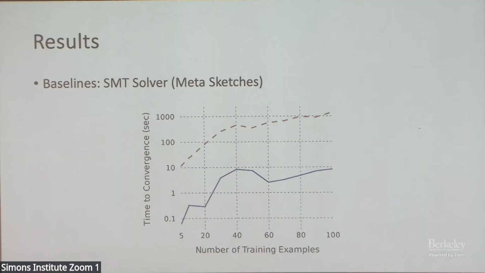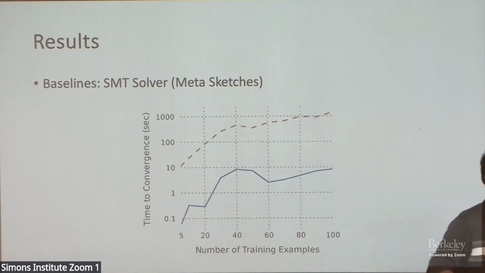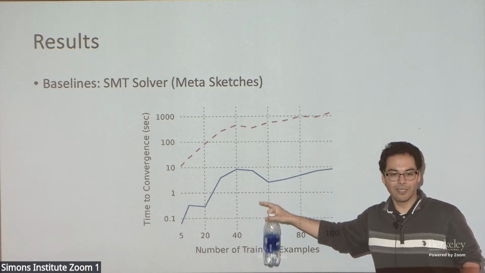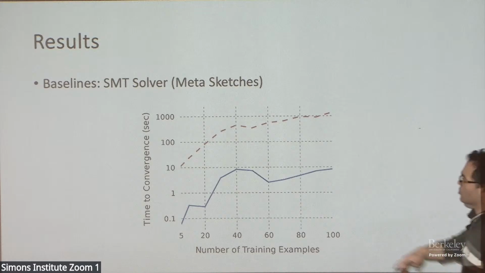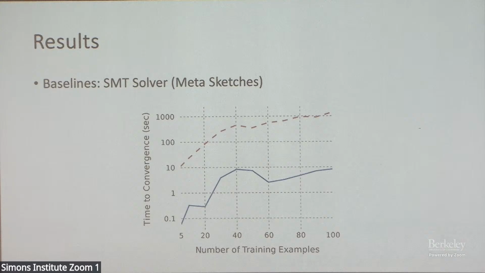And we also compared to meta sketches. It's not surprising that we do so much better, but meta sketches is an SMT solver-based approach for solving the optimal synthesis problem. But they target a very different domain, so it's not really good at handling these real valued parameters. And that's what we see: we're 2 orders of magnitude faster than meta sketches.